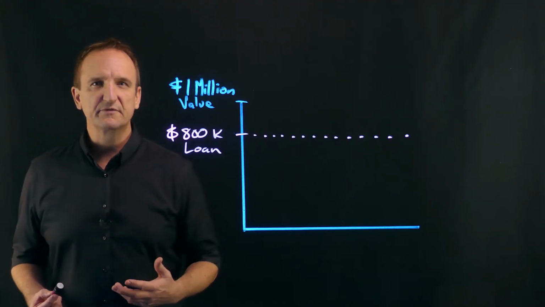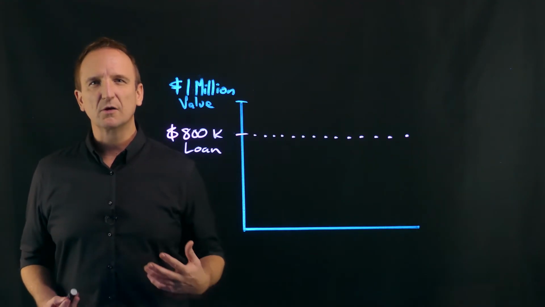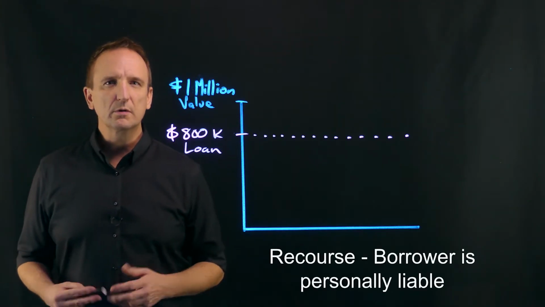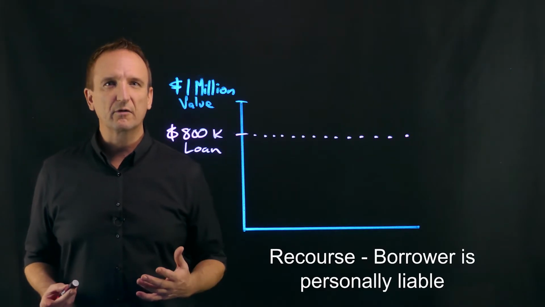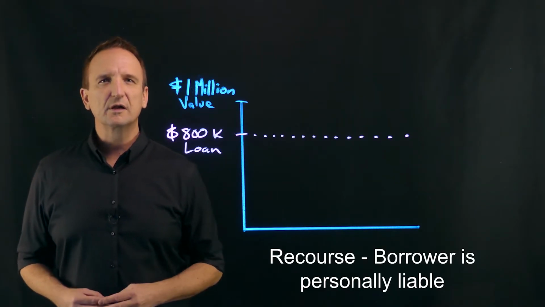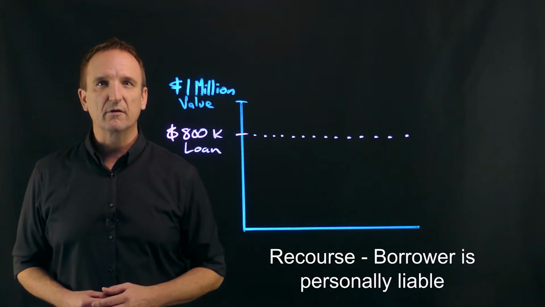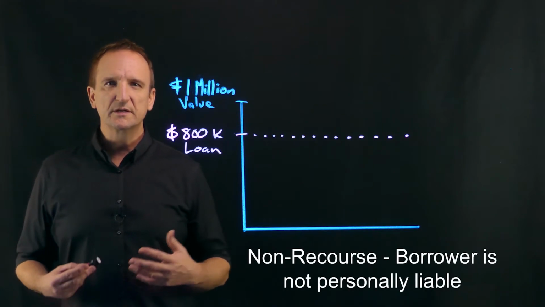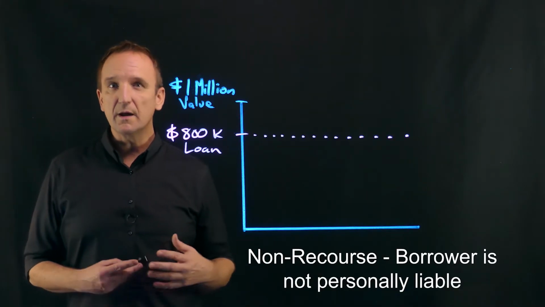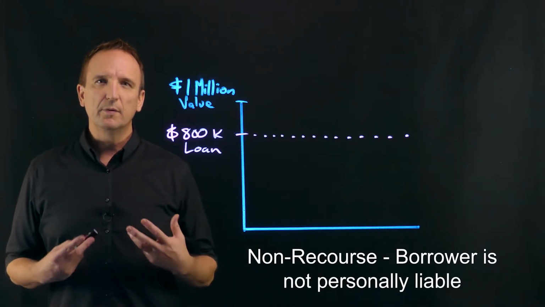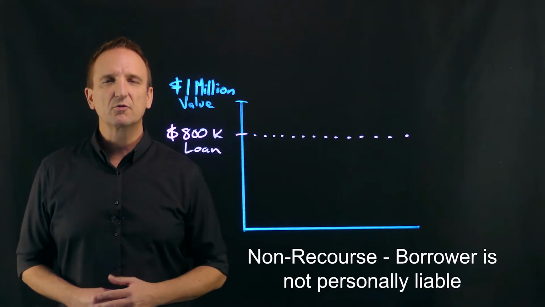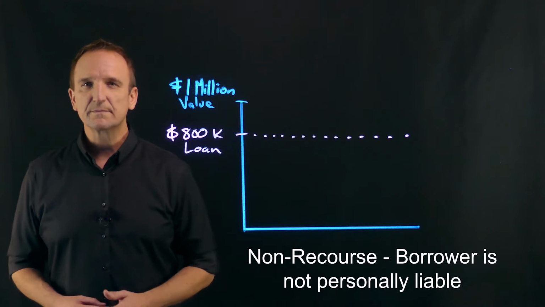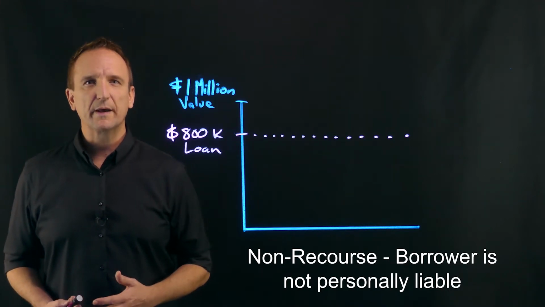There are two different kinds of debt, recourse and non-recourse. Recourse debt is when the borrower is personally liable for the entire debt amount, regardless of the collateral or the security that's being offered on the loan. Non-recourse debt just means that the borrower is not personally liable and the lender's only security is the collateral itself. But for most loans, recourse or non-recourse doesn't matter.